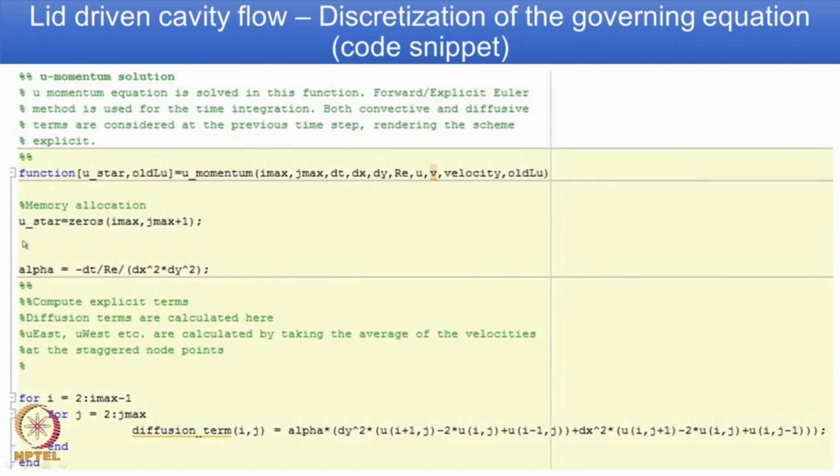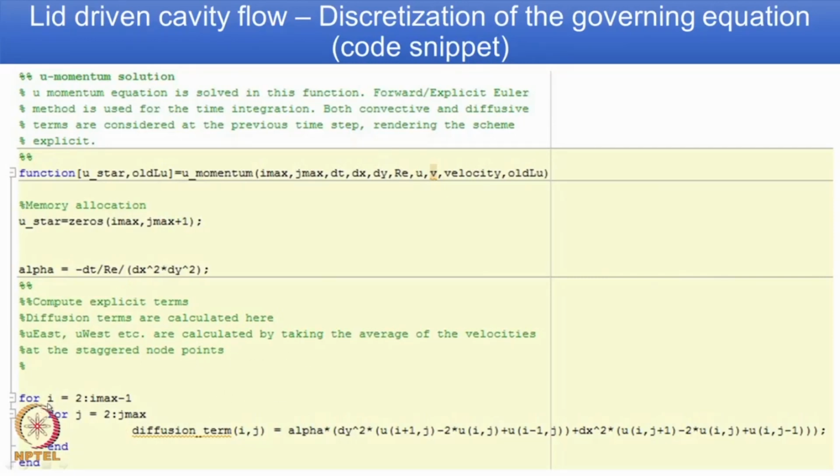Corresponding code. So, we have memory allocation for u star, and alpha is minus dt by Re delta x squared delta y squared. Compute the explicit terms; diffusion terms are calculated here, and we follow a staggered grid. So, we have east, west, north, south terminology to be used here. So, u east and u west are calculated by taking the average of the velocities at staggered node points, because we want u at the staggered location.